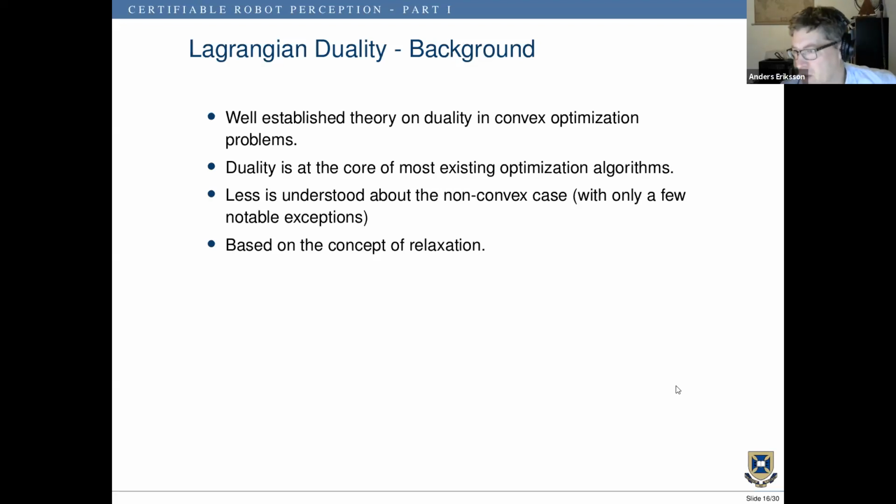So the background of Lagrangian duality: it's a well-known concept. It's a well-established theory on duality, especially relating to convex optimization problems. Duality is at the core of most existing optimization algorithms. But less is understood about the non-convex case. There are a few notable exceptions to this. And it can be viewed as being based on the concept of relaxation.